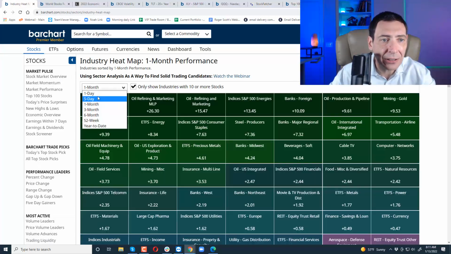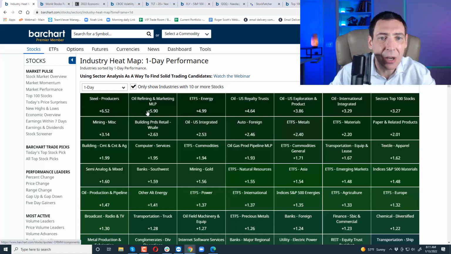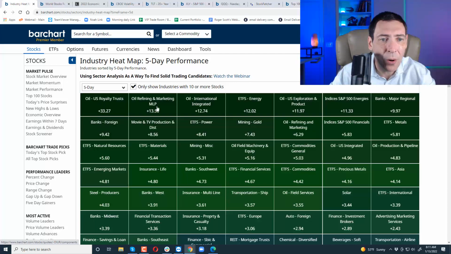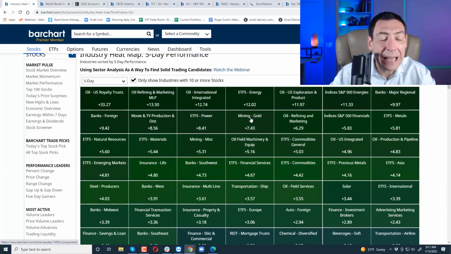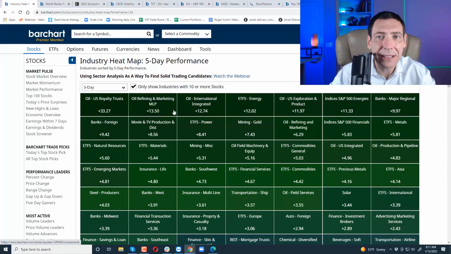Looking at the heat map, I'll show you why you've got to be cautious. Look at it yesterday. Steel, oil, energy, oil, top 100 stocks, which I think is interesting. Mining, auto, foreign, metals, defensive. Look at 5 days. Oil, energy, defensive. Look at the weakest sectors. Consumer discretionary, restaurants, real estate developers, which I think is kind of odd. But anyhow, the bottom line is defensive.